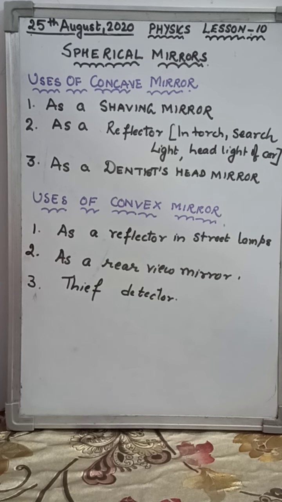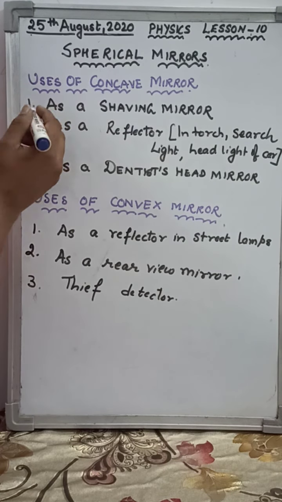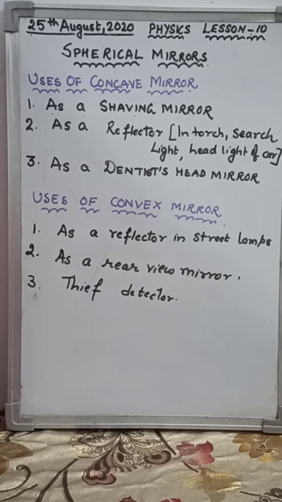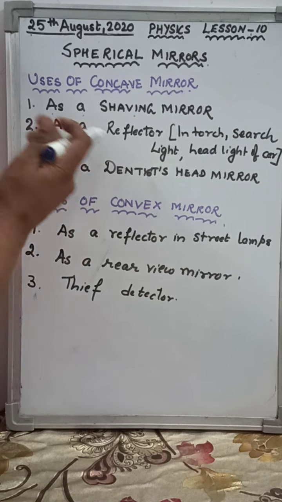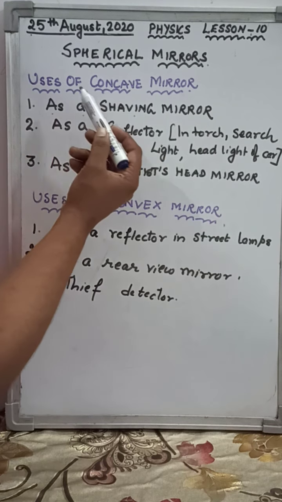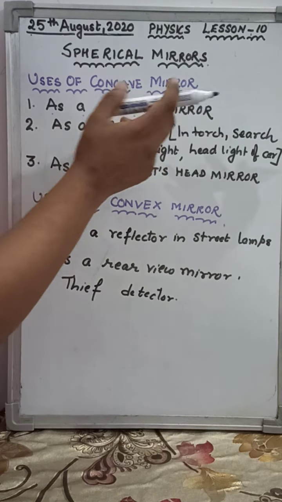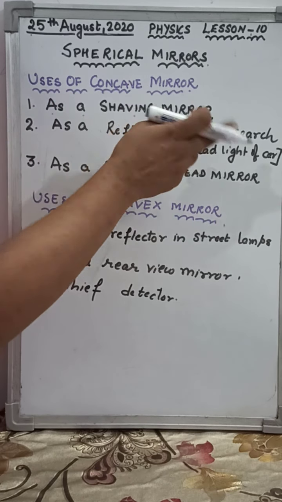Now we will see the uses of spherical mirrors. First, uses of concave mirror. Concave mirrors are used as shaving mirrors. Clear? They are used as shaving mirrors so that we keep our face very close to the mirror. The reasoning for why a concave mirror is used as a shaving mirror we will do after doing the ray diagram. So just learn it for now. The use of concave mirror is as a shaving mirror.